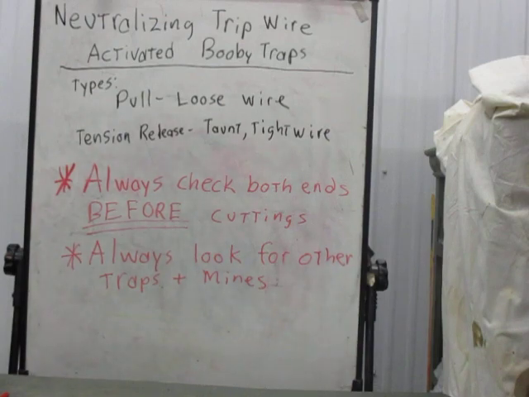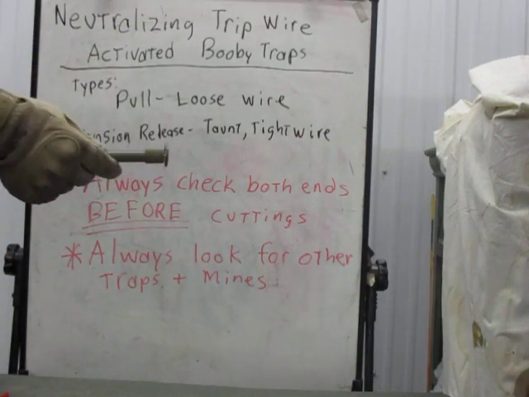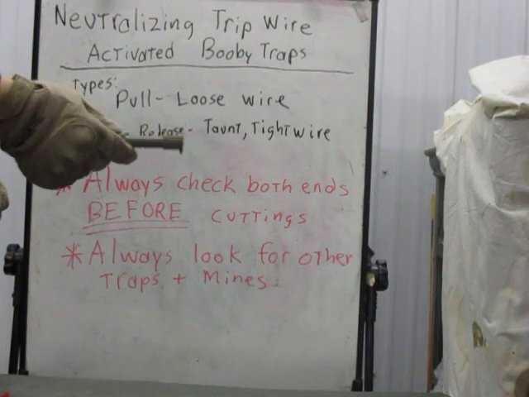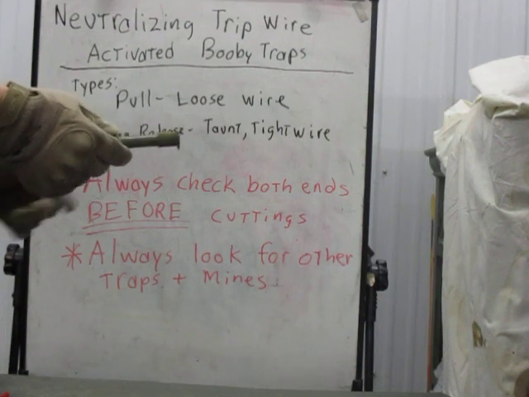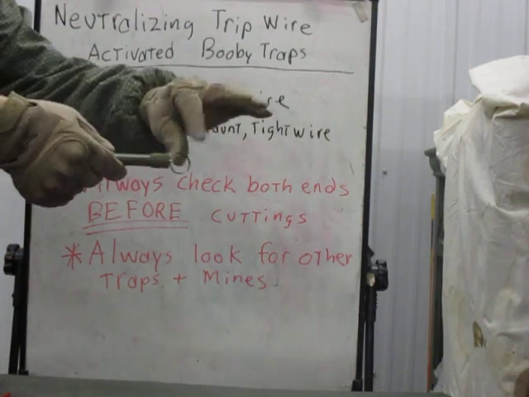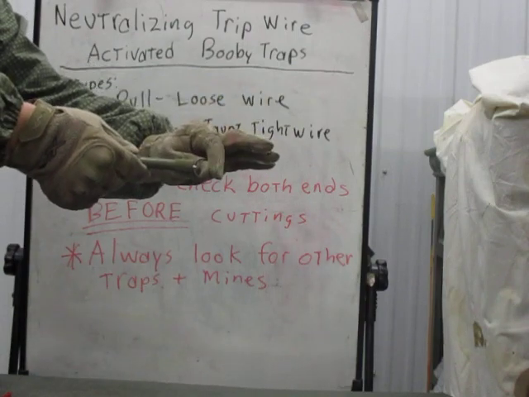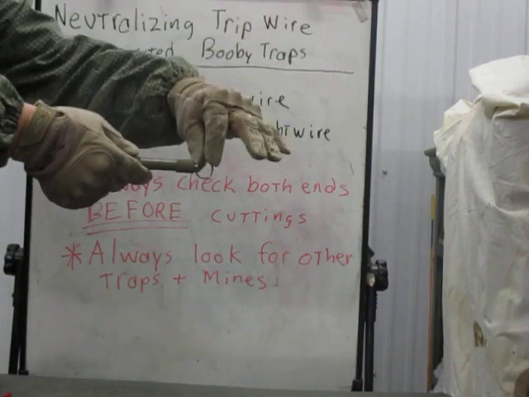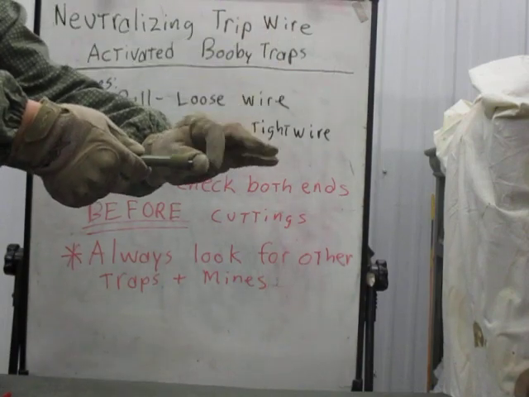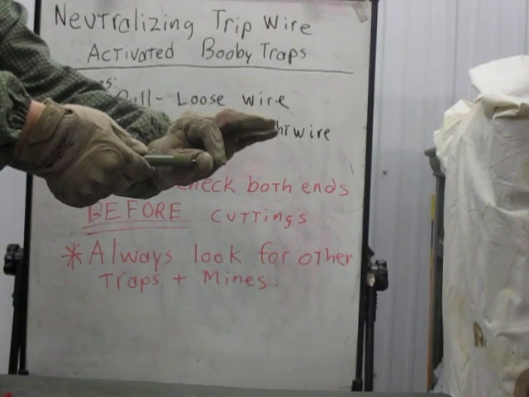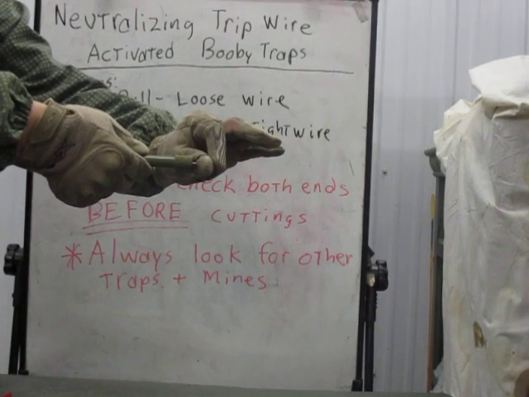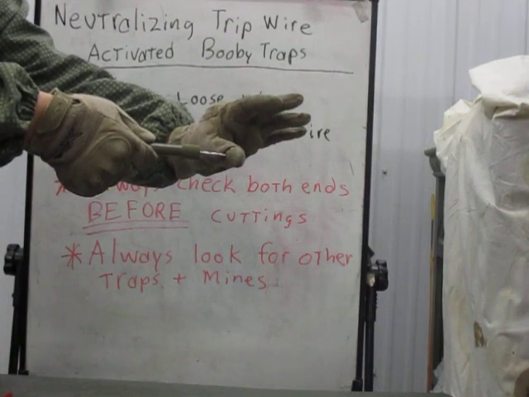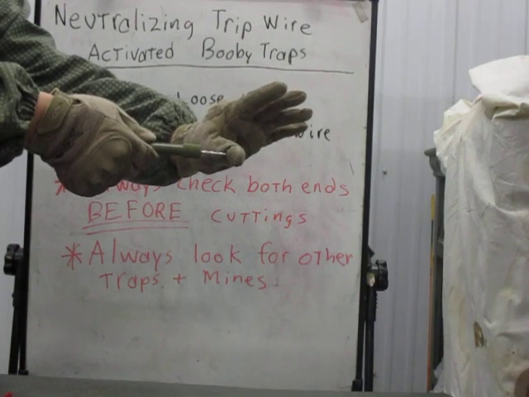Now how pull works, I have an M60 fuse igniter here which will not work as a firing device for a booby trap. We have tripwire attached to the pull ring here. Our target comes through, hits that tripwire, pulls the tripwire, pulls on the pull ring, activating the trap.